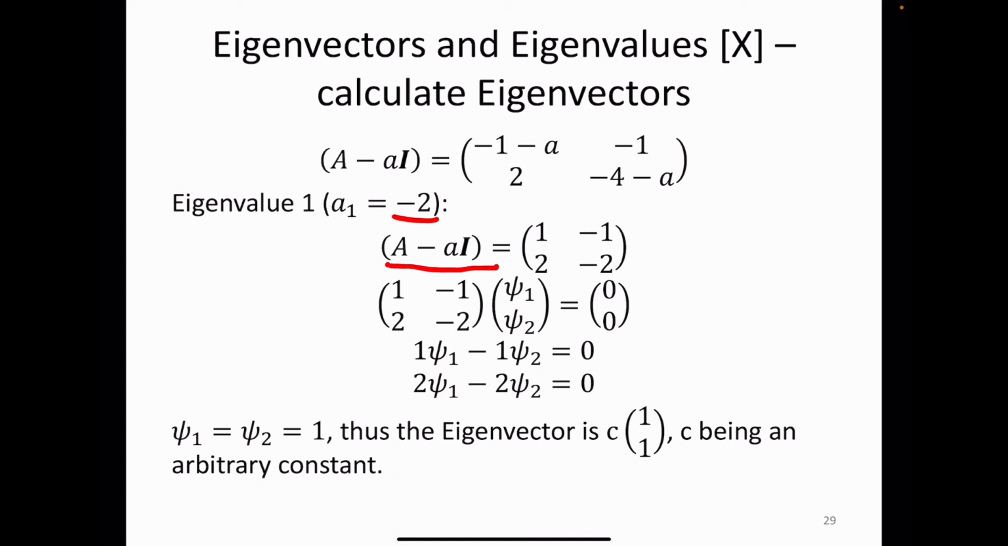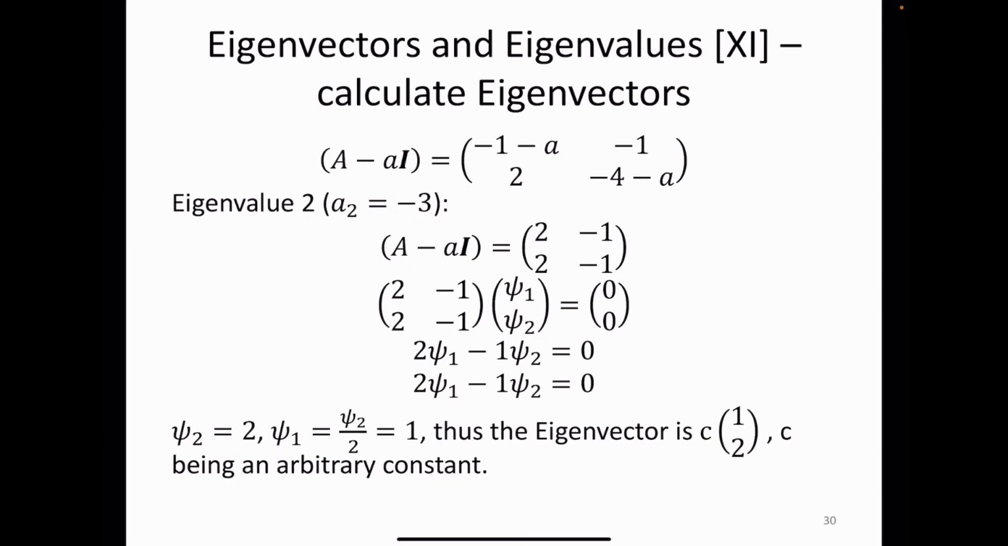So 1, −1, 2, −2, and we have our ψ₁ and ψ₂ here. We multiply that out, and the result that we get is 1ψ₁ − 1ψ₂ = 0, and 2ψ₁ − 2ψ₂ = 0. So now, with ψ₁ and ψ₂ equal to 1, the eigenvector is given by 1, 1, with c being an arbitrary constant here: c times (1, 1).